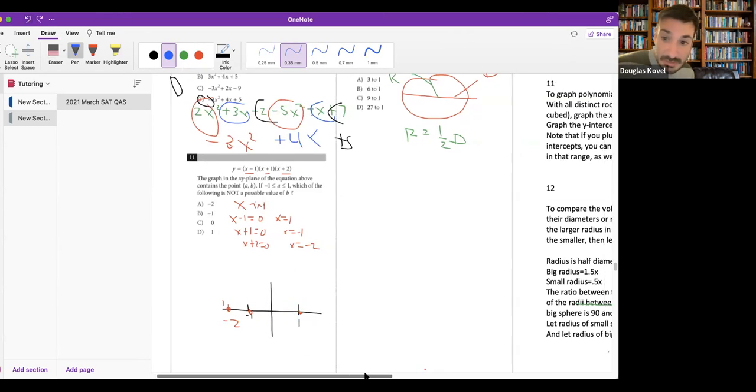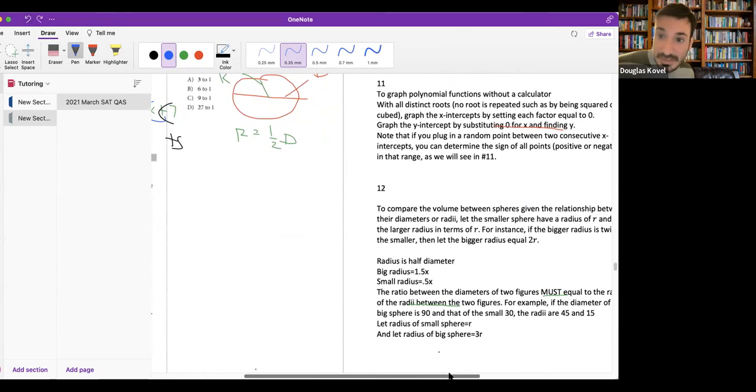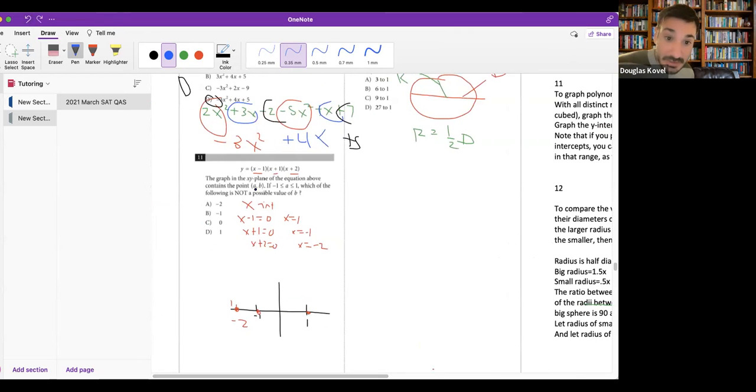My next general advice is, after you find the x-intercepts, graph the y-intercept by plugging in 0 for x and then finding y. So I'm just going to substitute in 0 in place of x. So I'd end up having y equals 0 minus 1.